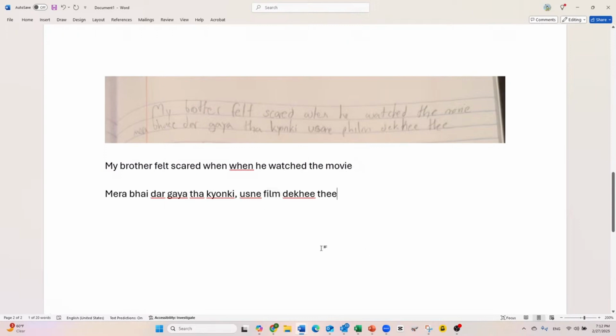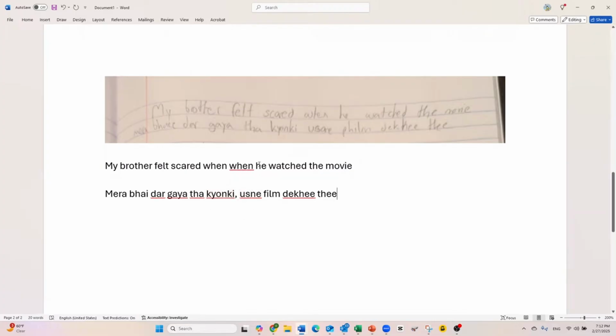Okay. Now, Mera bhai, what does mera bhai mean? My brother. And what is dar? Dar means scared, or fear. Now here you wrote when, but this got translated because you used Google Translate, it became kyunki. But kyunki means because. Okay, so that's fine. The sentence means the same.